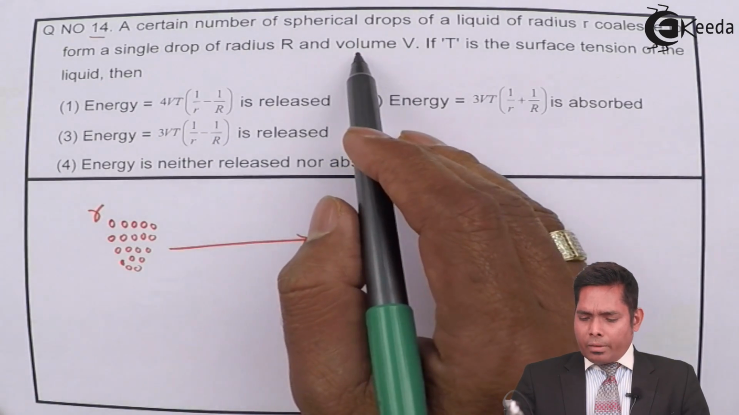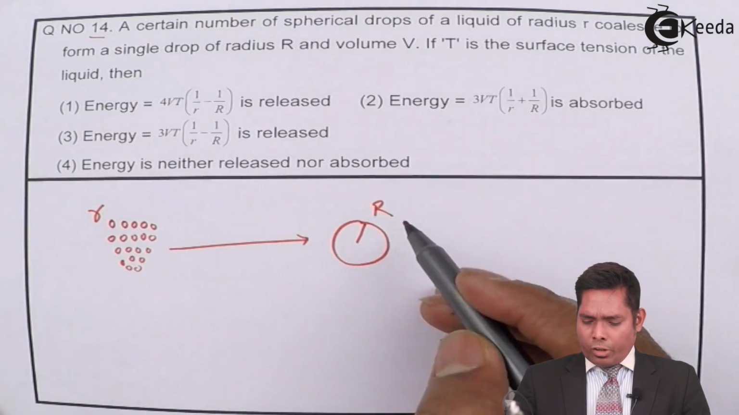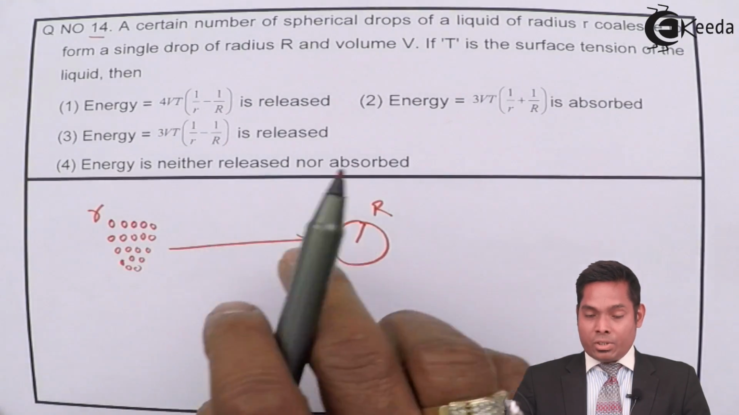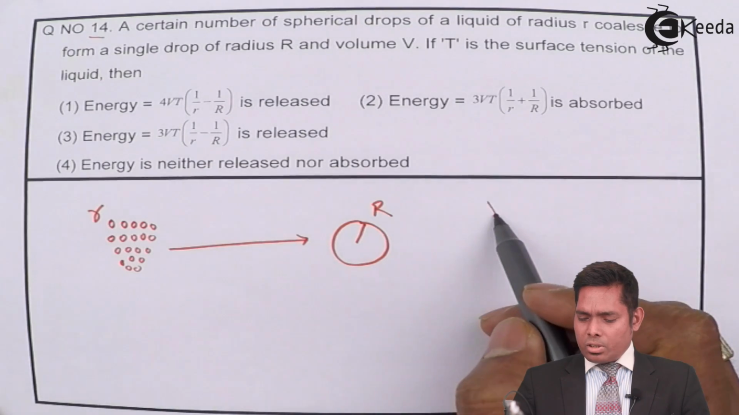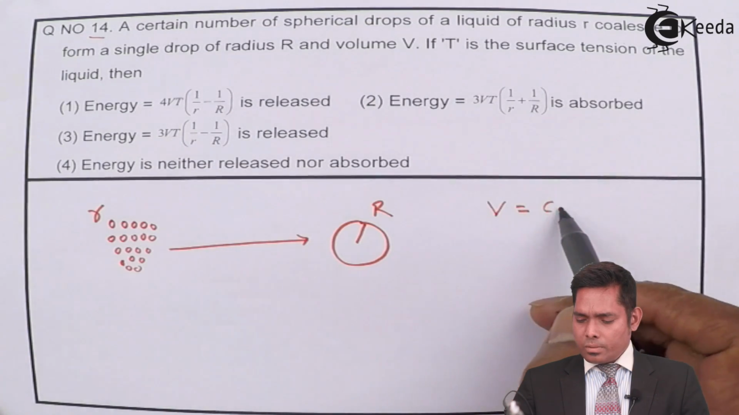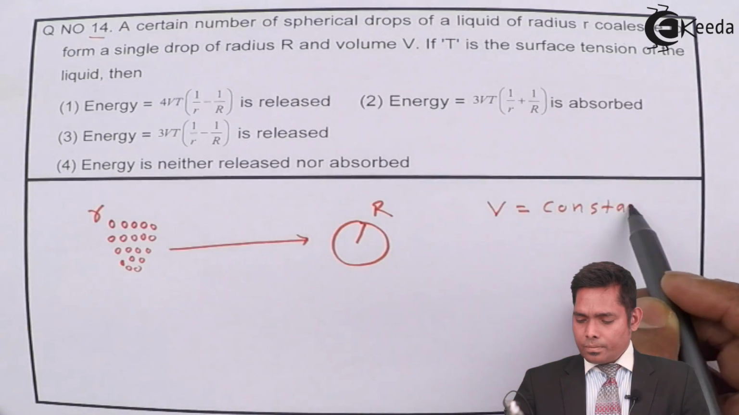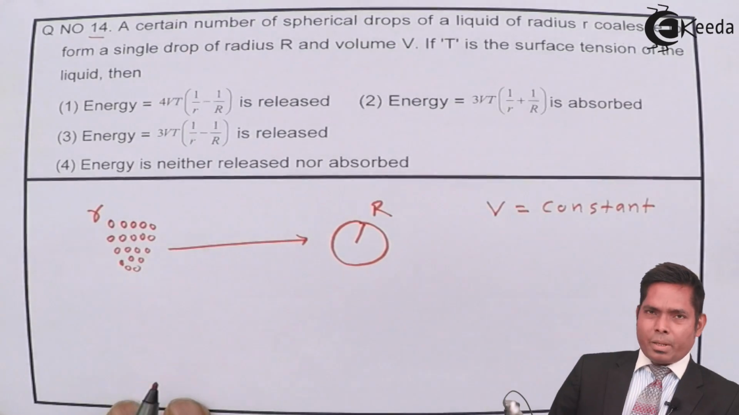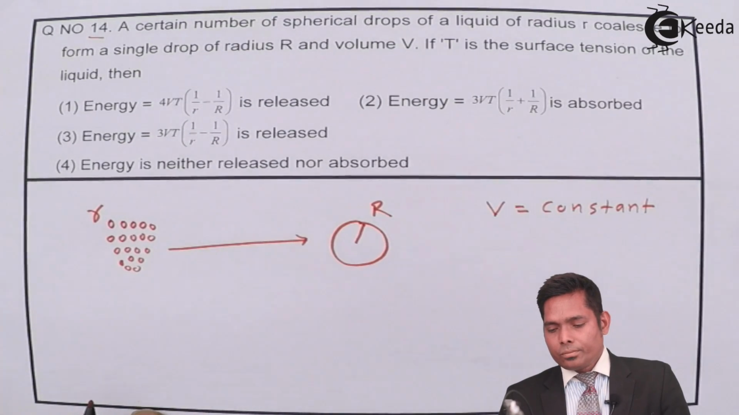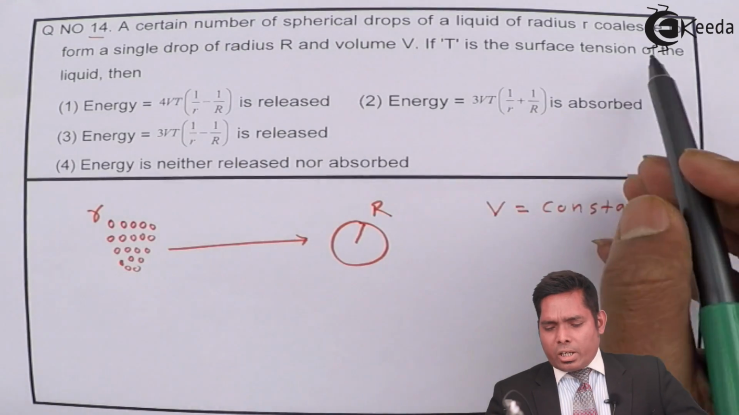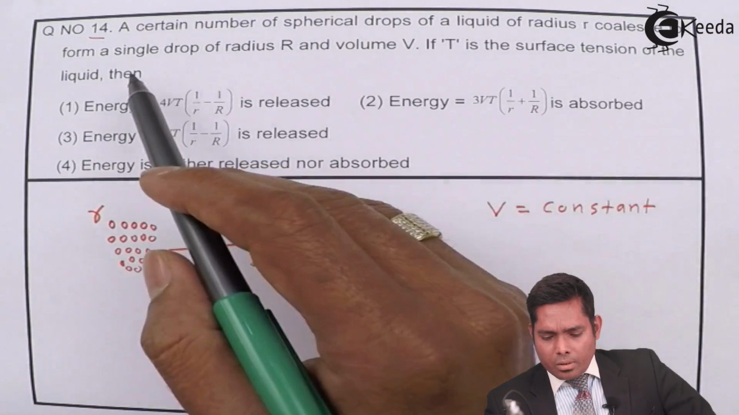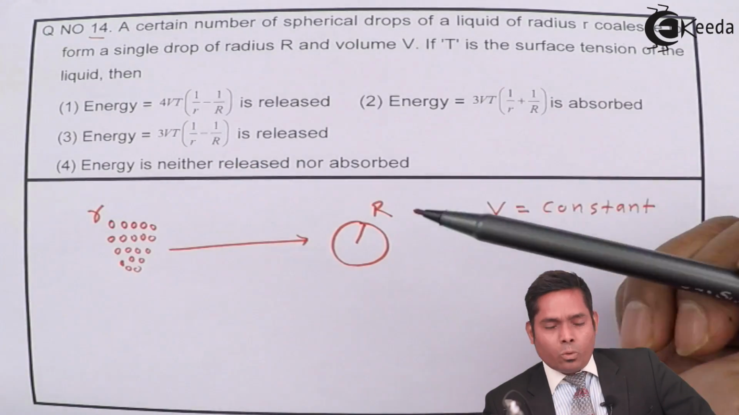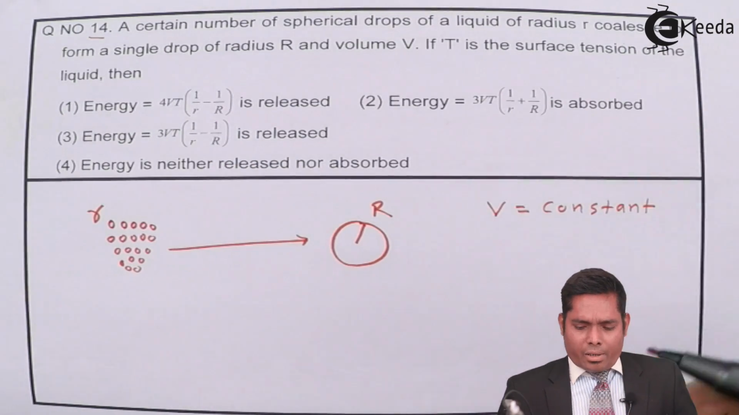This is having volume V. So the volume will remain the same during this process. So one thing is sure, that the volume is constant in this transformation. If T is the surface tension of the liquid, then which one of these four options is correct?